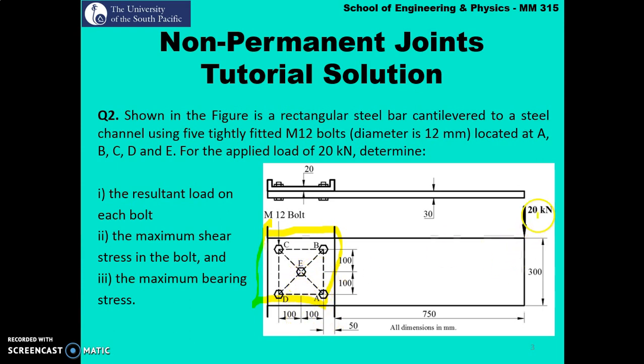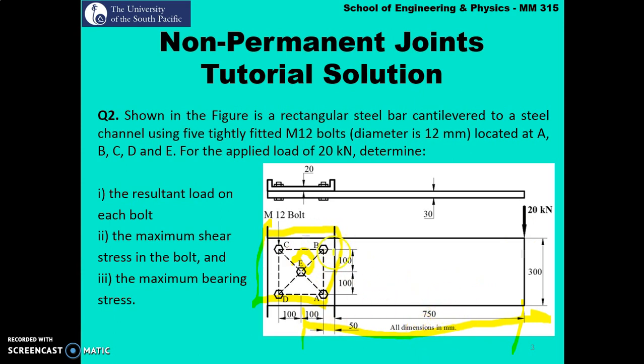The distance at which the force is acting from the centroid, so this is your centroid O, is basically 750 plus 50 plus 100. So the distance at which the force is acting from the centroid then simply equates to 900 mm.